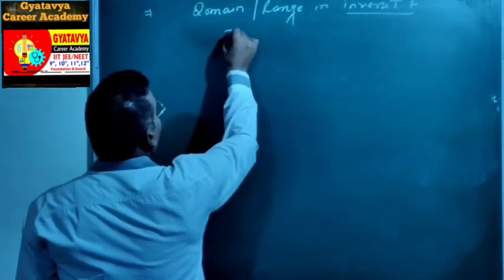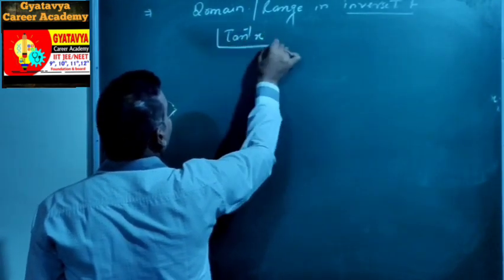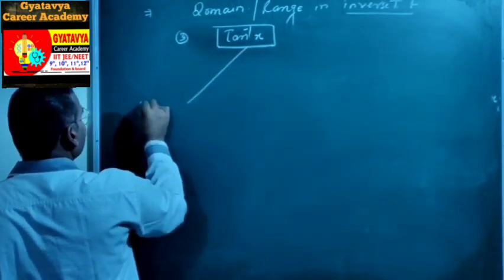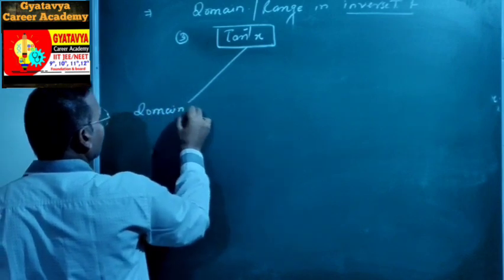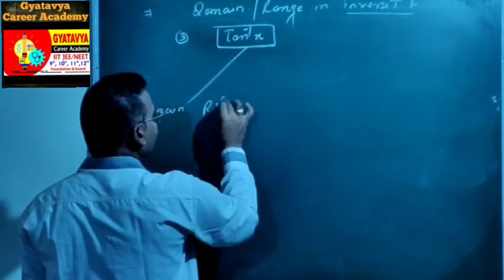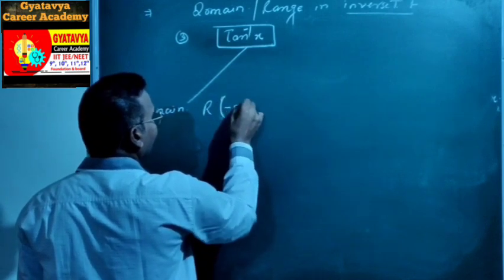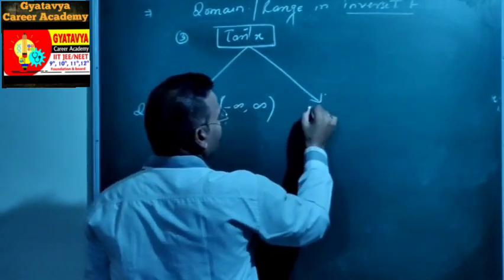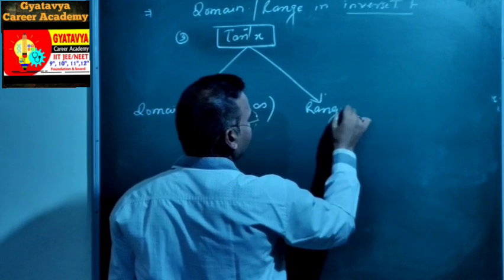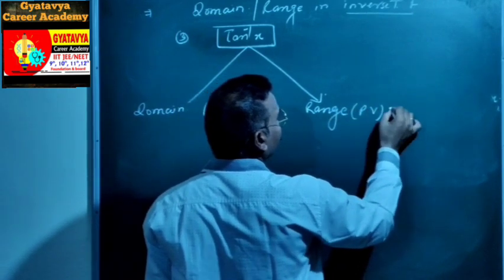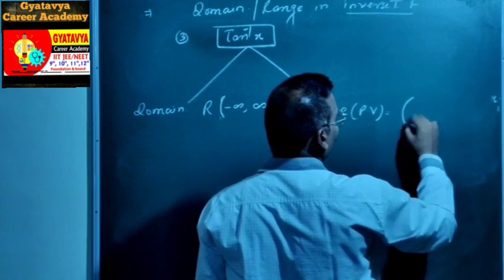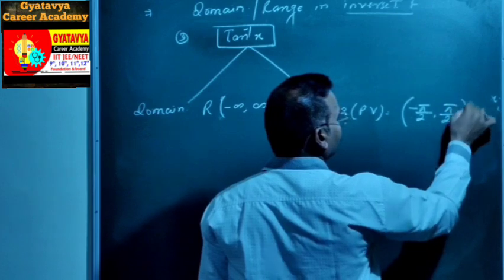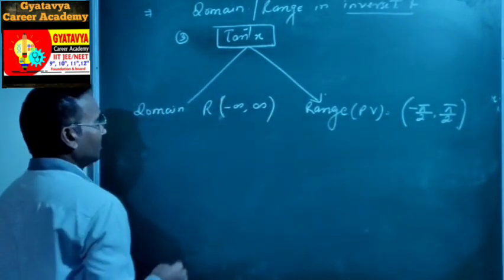Now tan inverse x, third. Domain is the real numbers, which means -infinity to +infinity. Okay, range or principal value in open interval -π/2 to +π/2.